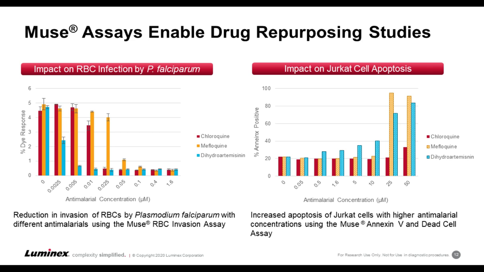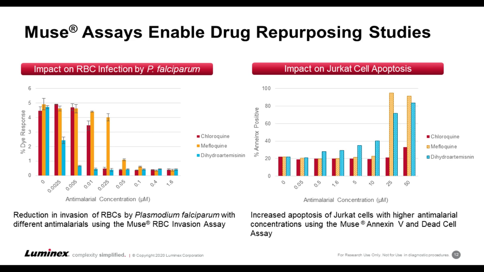The Muse system and assays can also help in other aspects of COVID-19 research, such as in drug repurposing study. And here we show an example of looking at antimalarial drugs. On the left plot, 3 different antimalarials are compared for the ability to reduce Plasmodium falciparum infection of red blood cells using the Muse RBC invasion assay. And you can see the comparative potency of these drugs at the different concentrations.